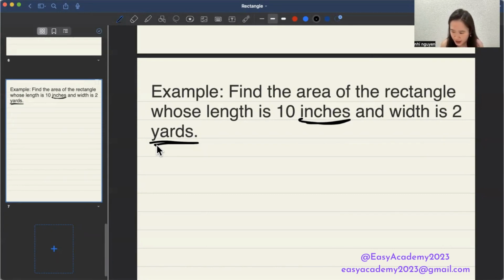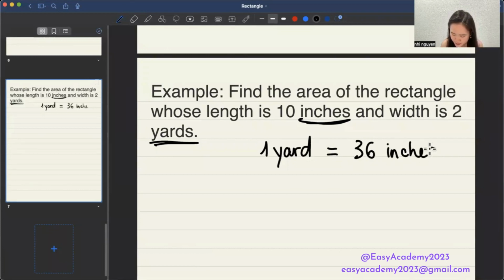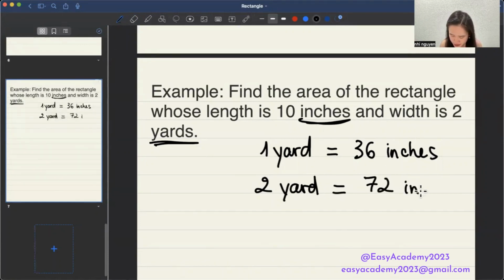Whether you convert inches to yards or yards to inches. So I have a converter. 1 yard is equal to 36 inches. So if I have 2 yards, it's going to be 72 inches.